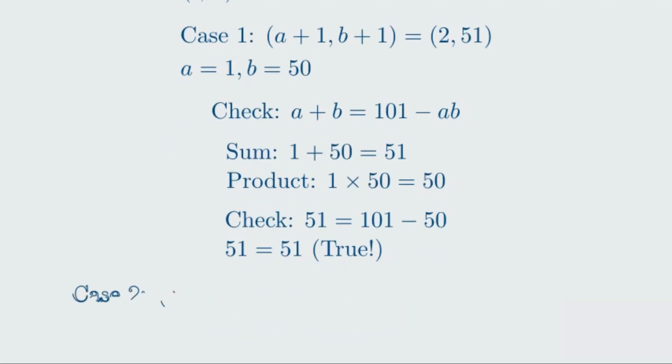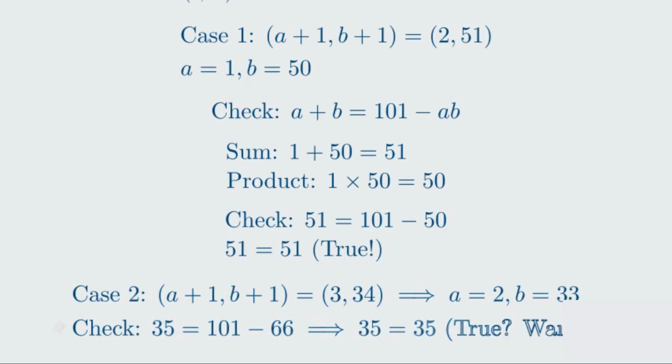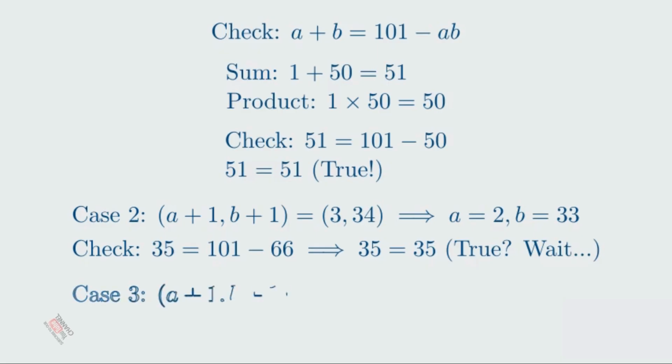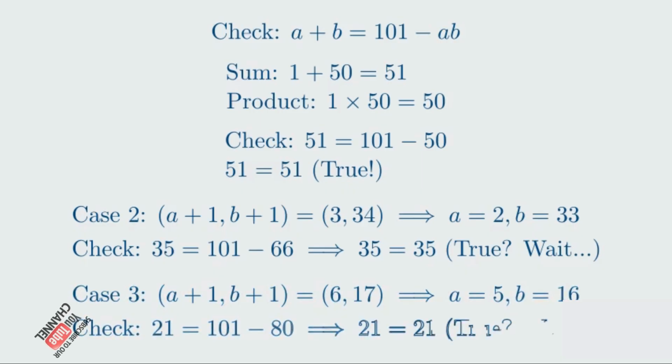In case 2, a and b would be 2 and 33. The sum is 35, the product is 66. 35 does not equal 101 minus 66, so this case is false. In case 3, a and b would be 5 and 16. The sum is 21, the product is 80. 21 does not equal 101 minus 80, so this case is also false.